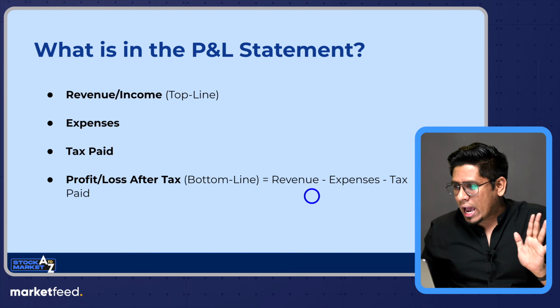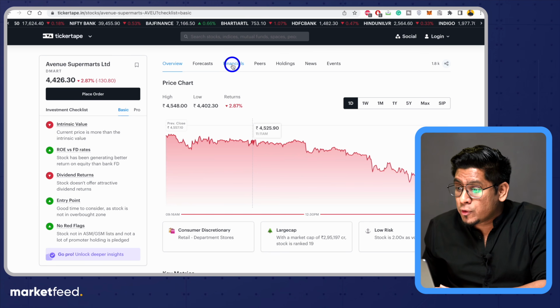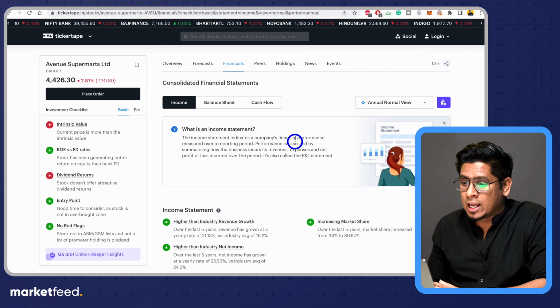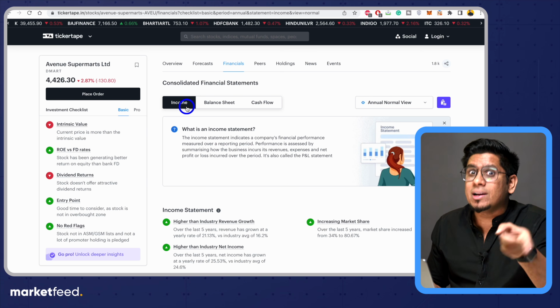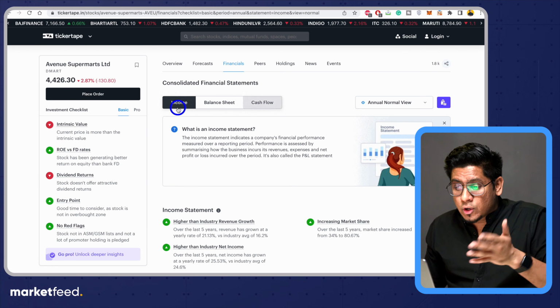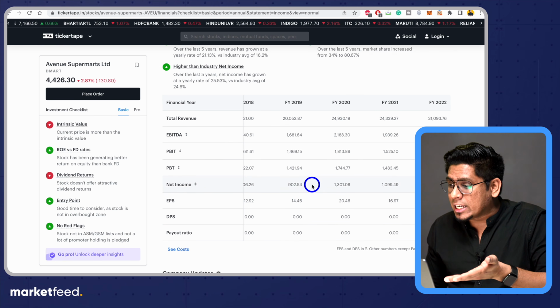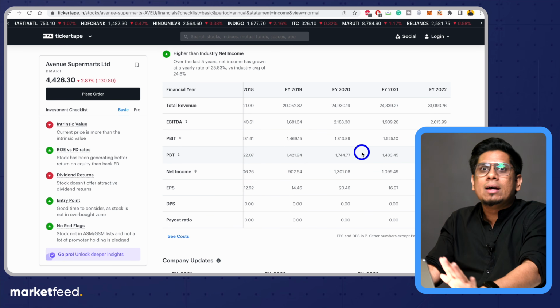Okay, now before I am signing off, I would actually say that if you go into Tickertape, if you go into the financials part here, you can see the income statement here, which is what? The P&L statement, other name is income statement, right? You can see the balance sheet, you can see the cash flow statement also. So if you go into the income statement or the P&L statement, you can see what is relevant and important here in a single glance.